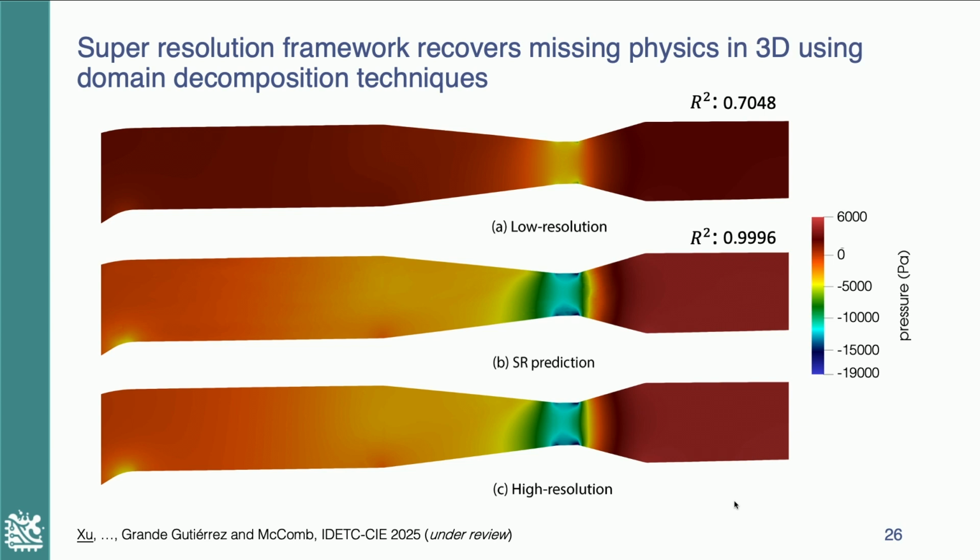Now this is the same location, the same duct, but now looking at the pressure. Again, as you can see, the low resolution completely misses what's happening in terms of the physics, but we are able to recover to pretty good agreement with the high resolution simulation by using the algorithm.